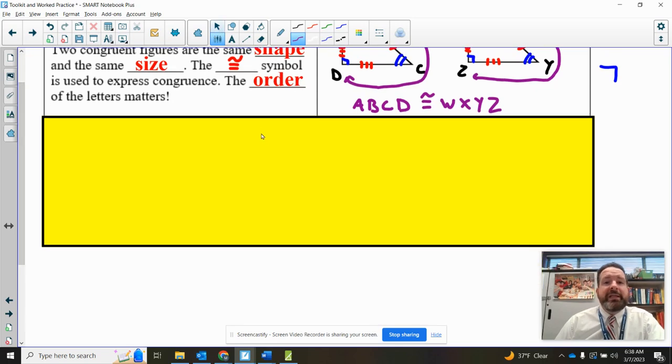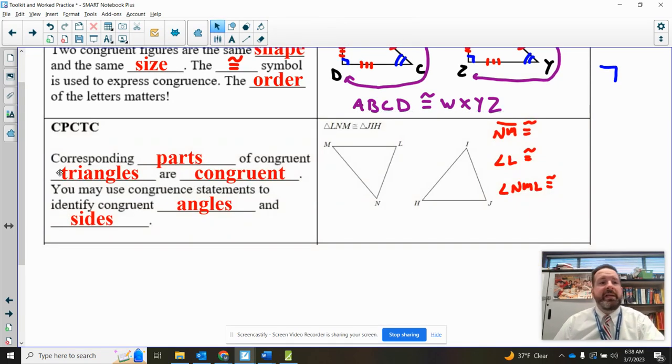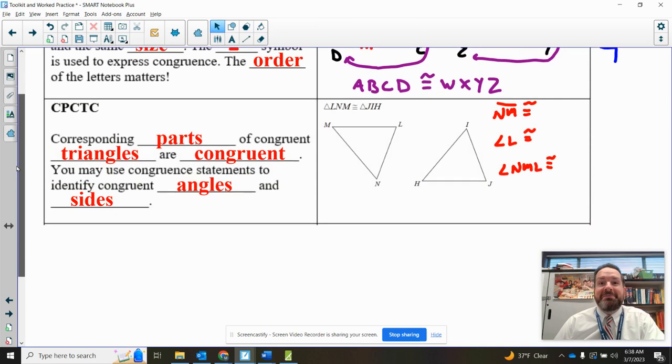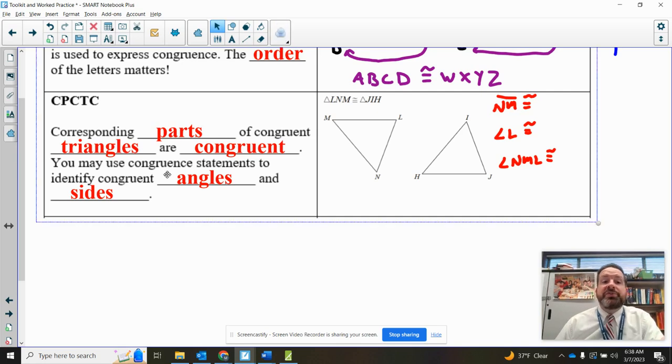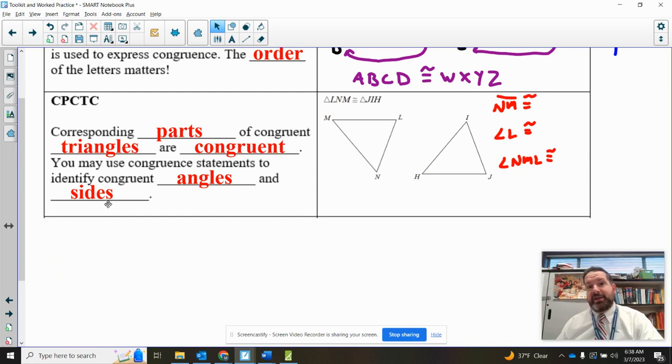All right, let's fill in the next section as well. Specifically with triangles, there is an acronym we use, CPCTC, which stands for corresponding parts of congruent triangles are congruent. It's not a surprising thing, it's just a useful fact. We use those congruent statements, like we wrote up here, to identify angles that are congruent and sides that are congruent. Here's what I mean.